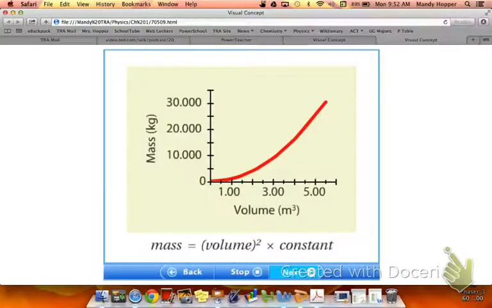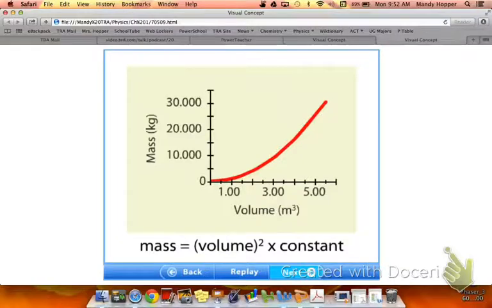So on the previous one that we looked at, where mass and volume were linear, it was mass divided by volume, which was for density. In this one, it's a little bit different. You've actually got volume squared instead of just volume to the first power, so that's why the data is going to look a little bit different.